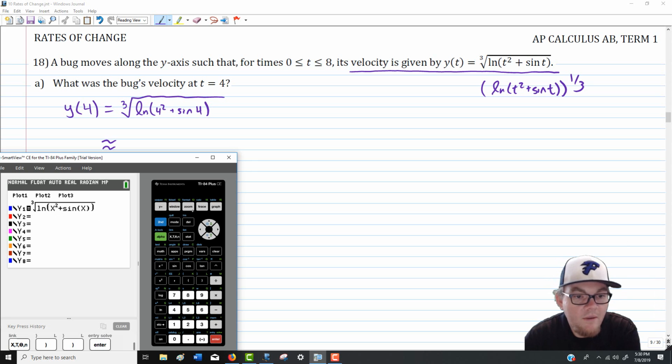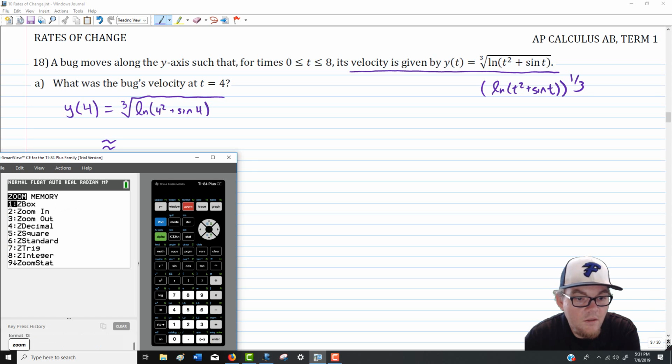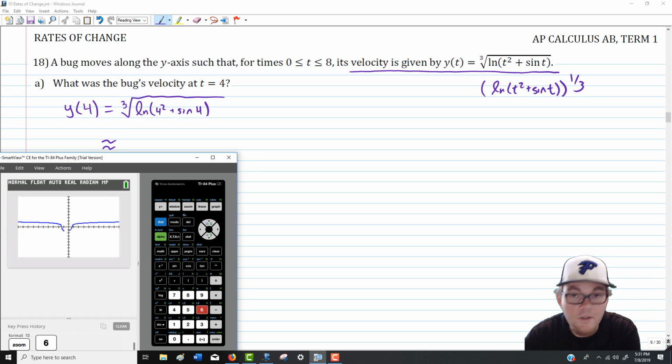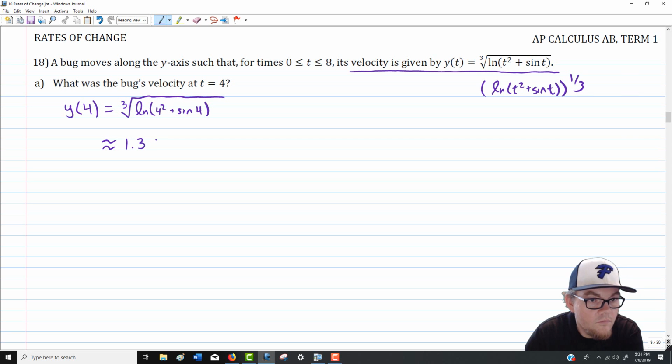So a couple different ways to evaluate this. Once again, zoom 6, we could graph this function, and we could find the value at 4 by tracing and typing in 4. When we do, we get that x equals 4, so t equals 4 implies y equals 1.397. So that is the first option, and of course we could truncate as well, so 1.396. Either option is just fine.